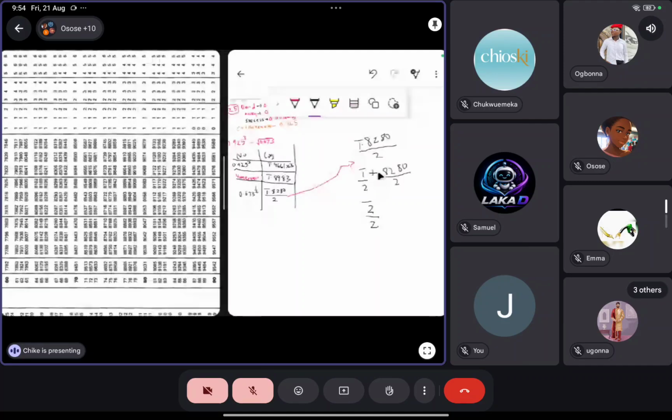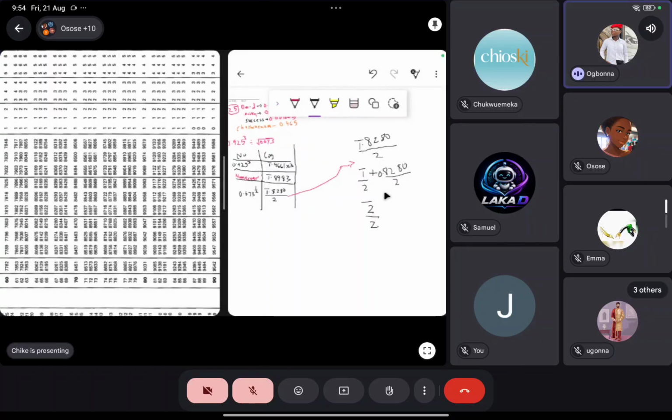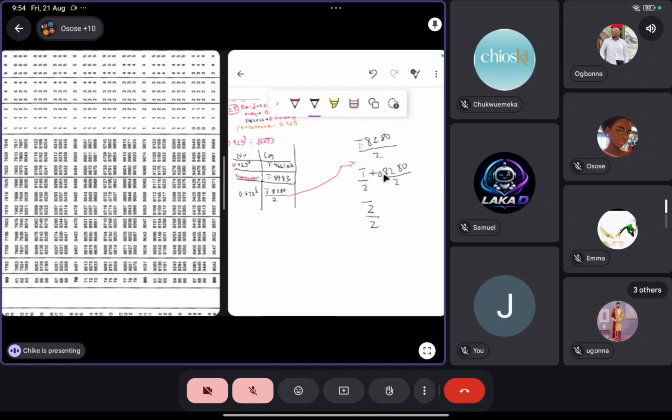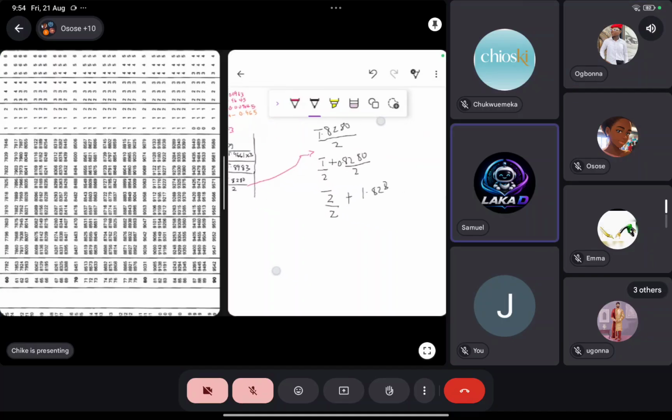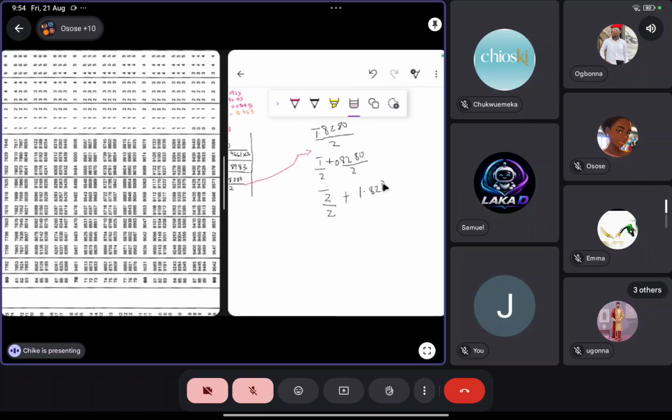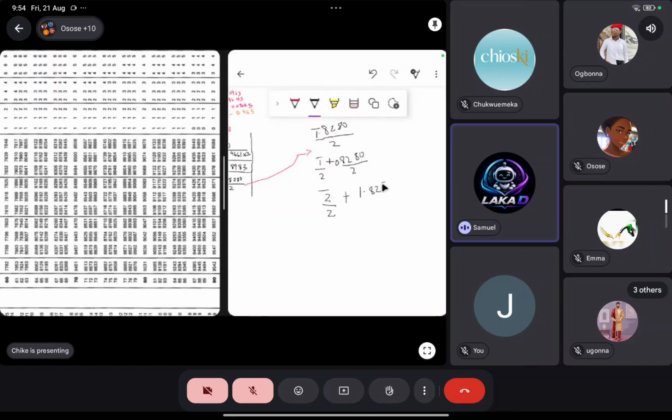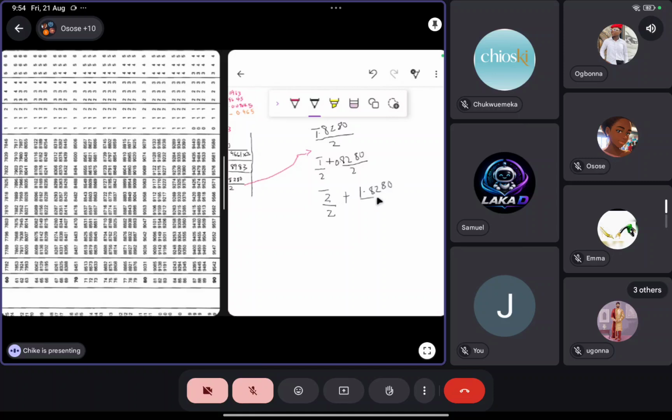This is like saying 0.8280. Now, here is bar 1, but I've made it bar 2. What will I do here? It will now be plus 1.8280. I hope we are following. Yes, so that's to balance it. This is 8280 divided by 2. So why did I add this one? This is minus 1. So minus 2 plus 1 will give me back my bar 1, which is notation for minus 1.